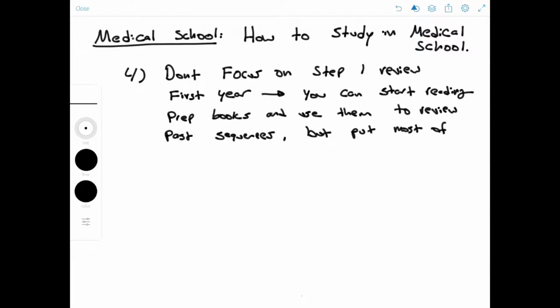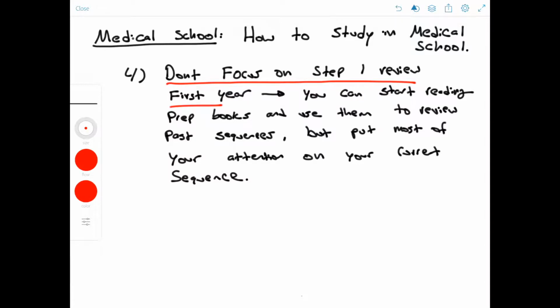However, there's a lot of material out there for studying for Step 1, in terms of question banks or other books. You can use them for sequences that you've already completed. So for instance, if you've completed your sequence on heart, then you can use the Step 1 review systems to review the cardiovascular system as you continue down into maybe the lungs or the renal system.